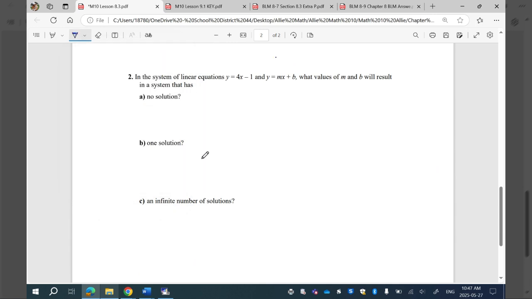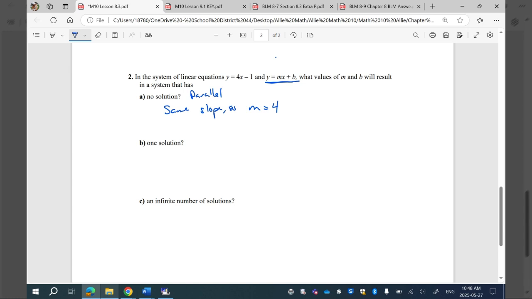This is kind of like trying to think about what are the conditions that give us one or the other. So in the system of linear equations, y equals 4x subtract 1, and then our y-intercept formula, what values of m and b will result in a system that has no solutions? What would we need this m and this b to be in order for us to have no solution? These lines are going to be parallel. So what do we need for parallel lines? We need same slope. So m has to equal 4.